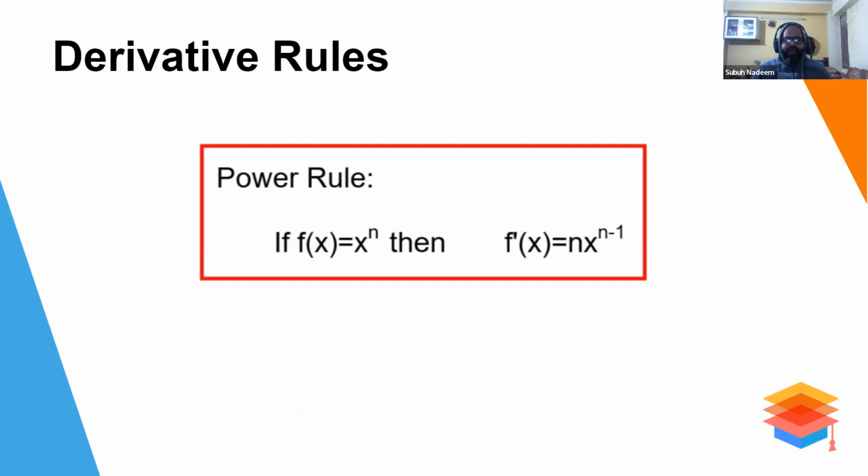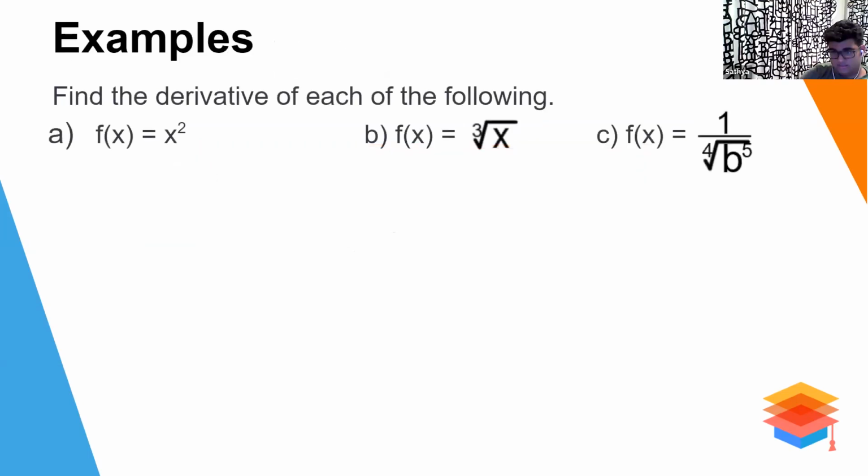This is another derivative rule which you remember. If a function is x to the power n, then its derivative is n x to the power n minus 1. So if I tell you from here that a function is x cube, what do you think will be its derivative? 3x squared, by the formula. Correct. Now you can tell the derivative of x square is 2x.